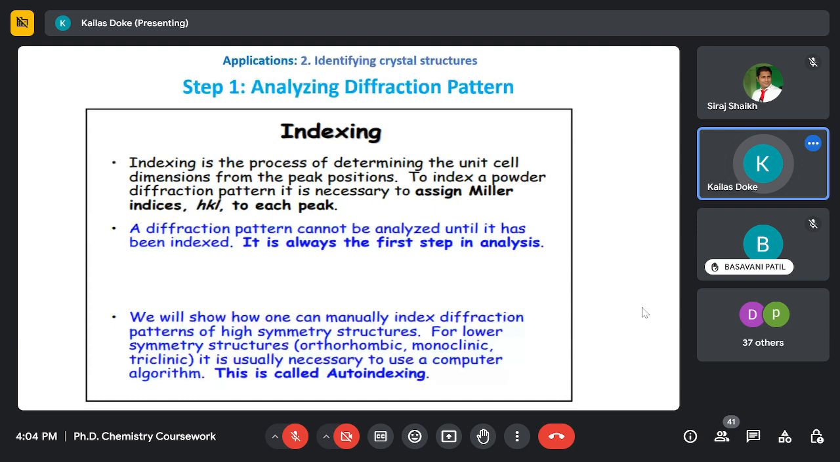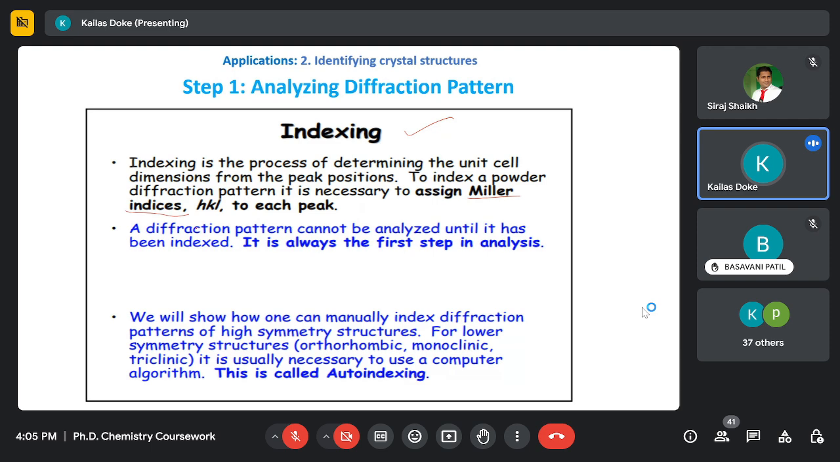What is meant by indexing? Normally, you are familiar with the Miller indices, which is called indexing. It is indexing in terms of 1, 2, 3, 4, 0, such type of indices we use, which is called the indexing phenomenon. So each peak has to be indexed to determine the unit cell dimensions a, b, c, and angles alpha, beta, gamma. From the peak positions, we can index. The diffraction pattern can be analyzed, and this is always the first step.